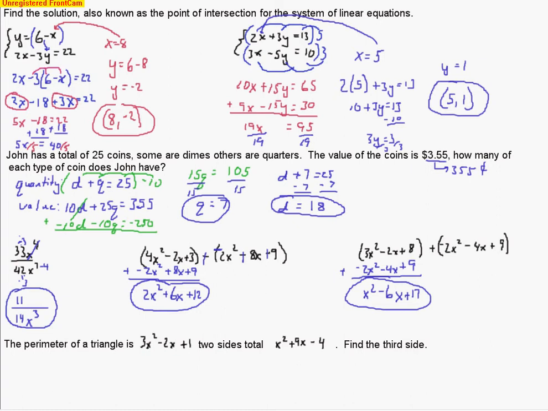One more problem here. Talks about the perimeter of a triangle is, and then this expression here, 2 sides total this. Find the third side. So looking at a picture of a triangle, all the sides, if I was to go all the way around, this perimeter is 3x squared minus 2x plus 1. Well, 2 of the sides, maybe these 2 sides right here, sum to make this value. And so what they want to know is, what is this third side? Well, if that's the case, what we can do is subtract. I'm going to subtract this expression from this expression.